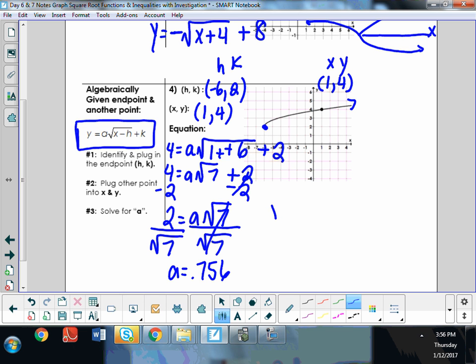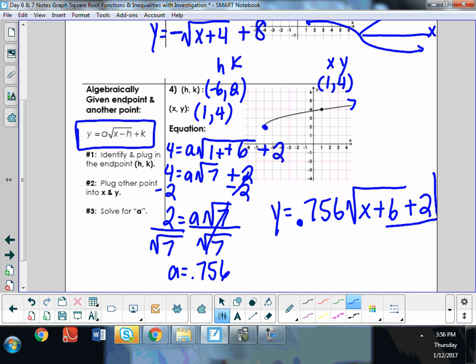I can write my equation. I put my a value in, and then my square root, and then I'm going to plug in to let the reader know where my endpoint is. So x, insiders lie, plus 6, outsiders tell the truth, plus 2. And so I can write my equation. Now you guys won't have to do that particular thing on your homework. You'll do it during your word problems. Okay, let's see if I can figure out where that went.